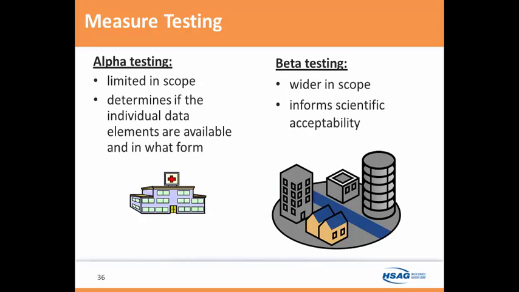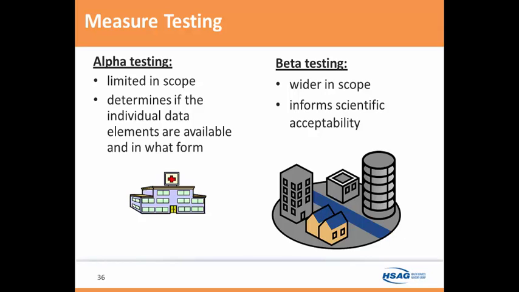Measure testing enables a measure developer to assess the suitability of the technical specifications of the measure and acquire empirical evidence to help assess the strengths and weaknesses of a measure. Testing is also used to assess measure feasibility, which refers to determining the extent to which the required data are available, are retrievable without undue burden, and the extent to which data can be implemented for performance measurement.